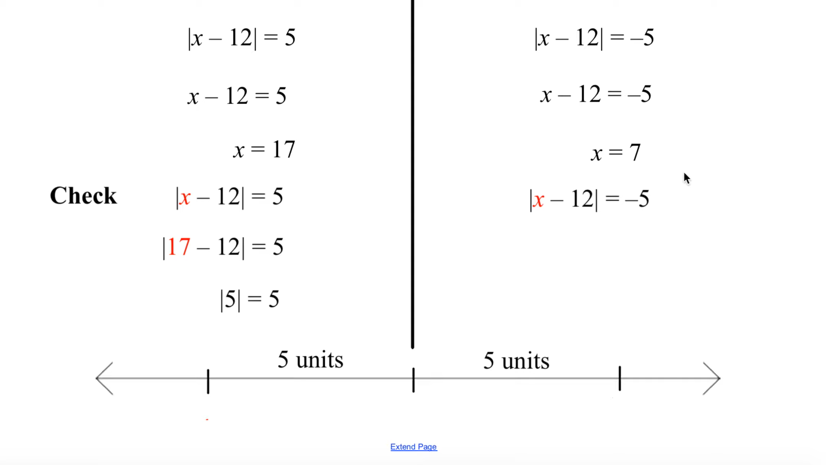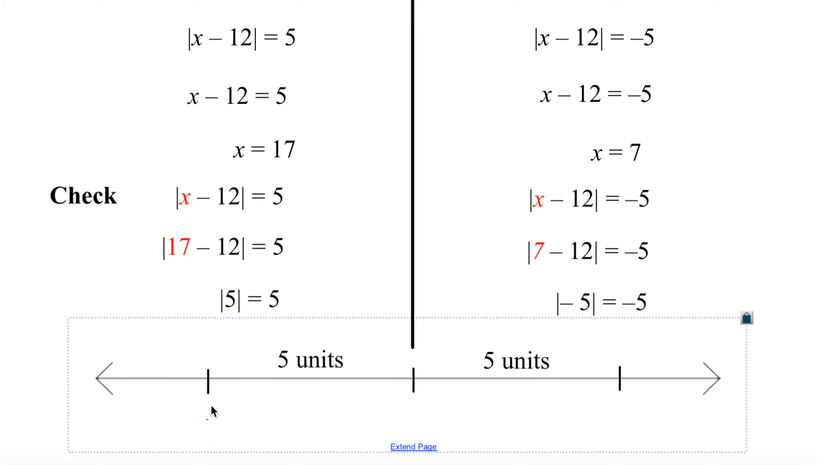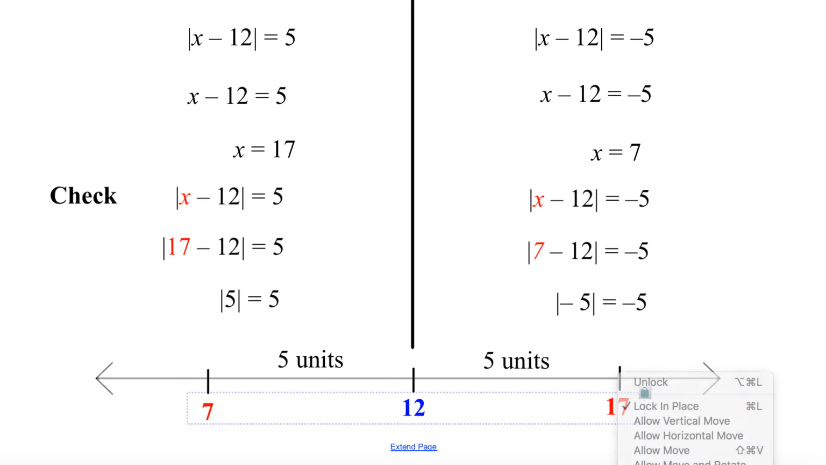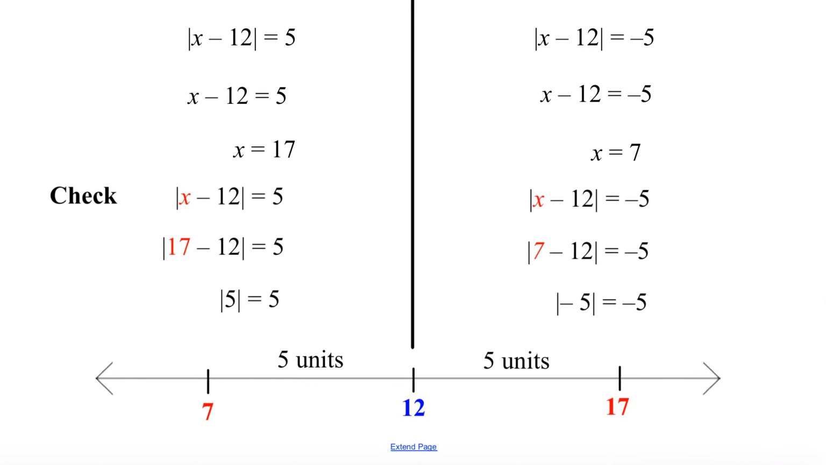That's true, right? Over on the right-hand side, 7 minus 12 is negative 5. And the absolute value of negative 5 is also wait a second. 7 minus 12 is negative 5. And the absolute value of negative 5 is not negative 5, it's positive 5, right? So this one gives us a false statement. So that's why we need to be checking our solutions.